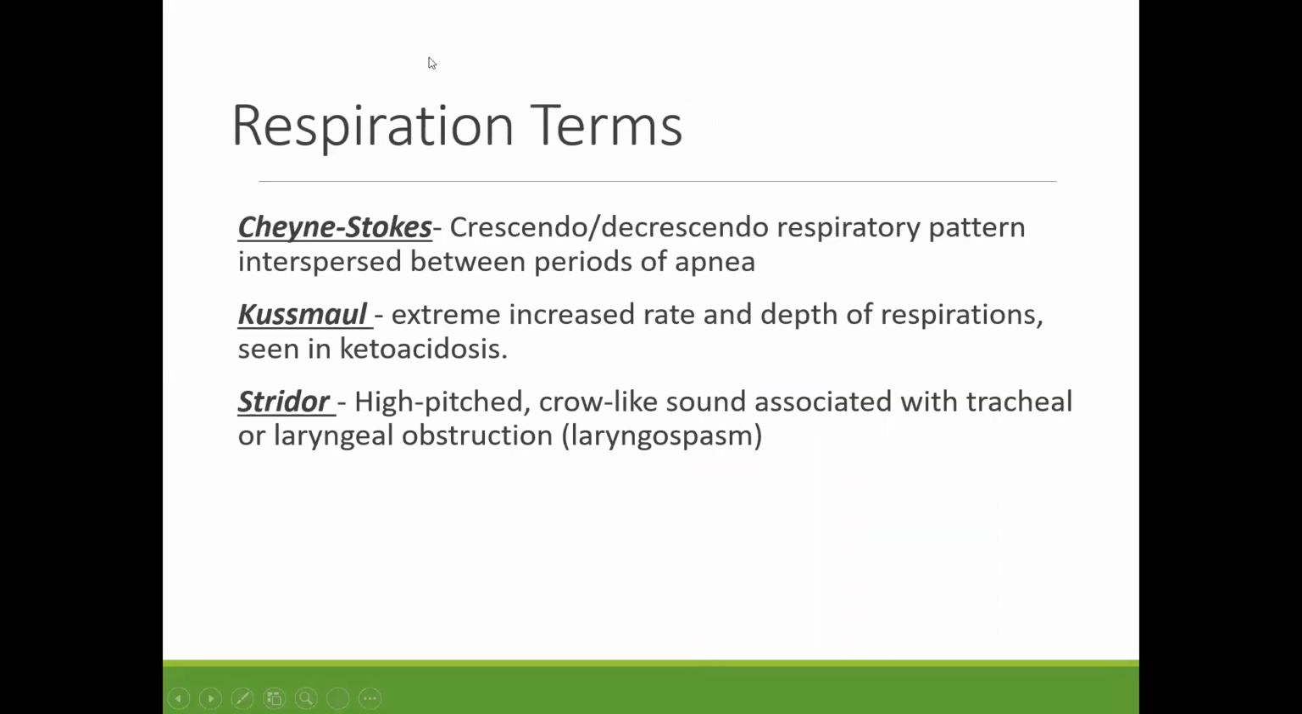Cheyne-Stokes. So these are your terms: Cheyne-Stokes, Kussmaul's, and stridor. Cheyne-Stokes is a respiratory pattern with periods of apnea. This happens a lot toward end of life or even with traumatic brain injuries. They will breathe normally, then they'll have a period of apnea, which is without breathing. And then to catch up, they'll take a deep breath, and then they'll have a period of apnea again. That period of apnea may get longer and longer.